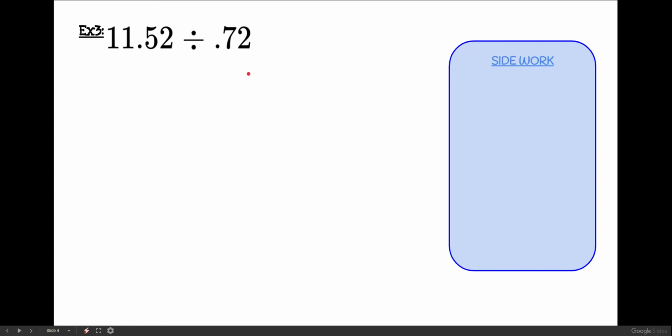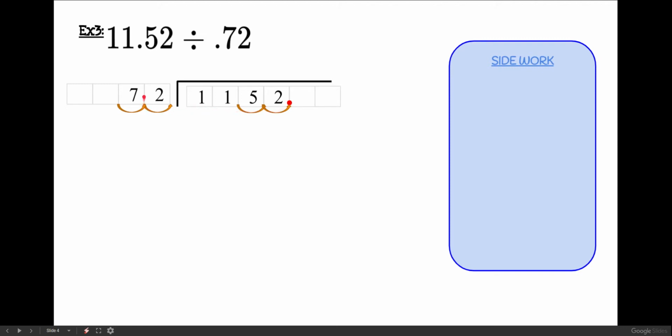Try another one. 11.52 divided by 0.72. This one is a difficult one. So remember, first step is to get rid of the decimal on the outside. So I need to get rid of it, move it over here. And to do that, I need to move it 2 spaces. So guess how many spaces I have to move this? That's right, 2 spaces as well. Boom, boom. Put your new decimal right there, and that is going to go away.